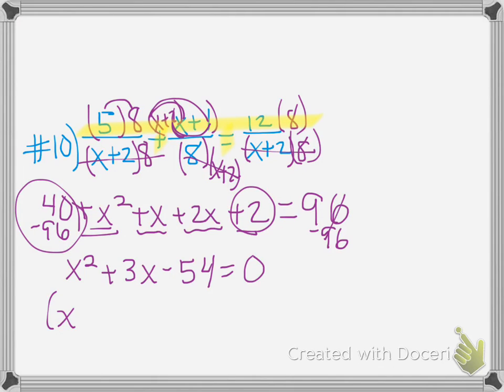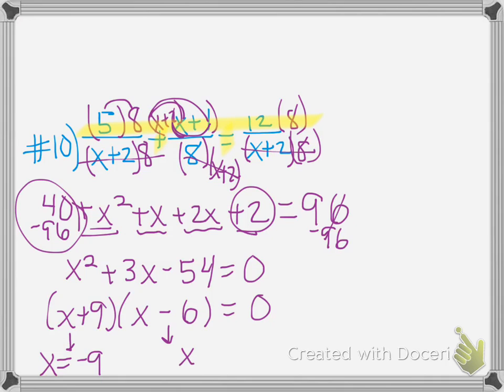And then this is just factoring. What multiplies to negative 54 and adds to 3? That's x plus 9, x minus 6. Solve this, x equals negative 9. Solve this, x equals 6.